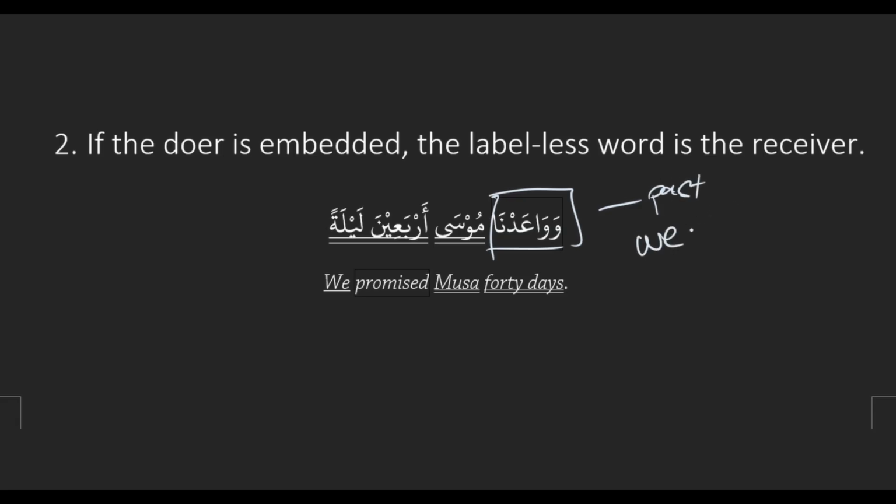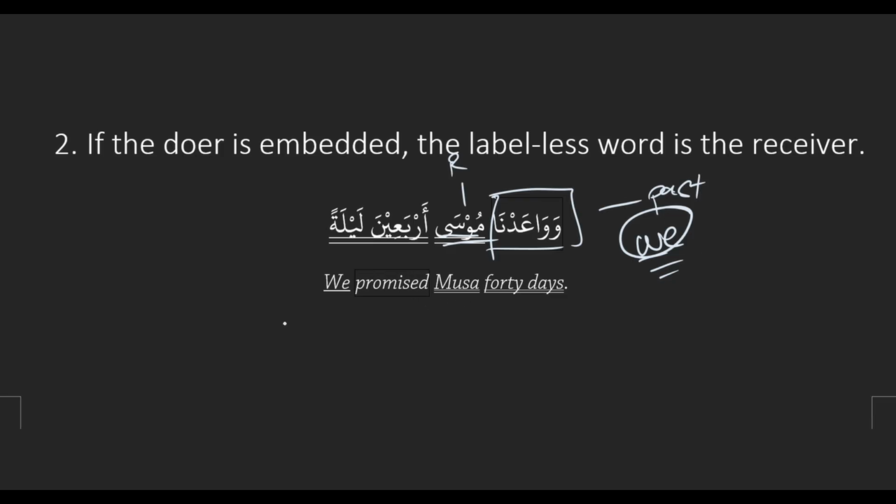Right, the doer is "we" because of the sukun and the na. So we have an embedded doer here, meaning we've already found our doer, which is "we." Then we have Musa here. That has to be the receiver because we've already found our doer. We have a labelless word, but it has to be the receiver because the doer space is taken up by the embedded doer, "we."